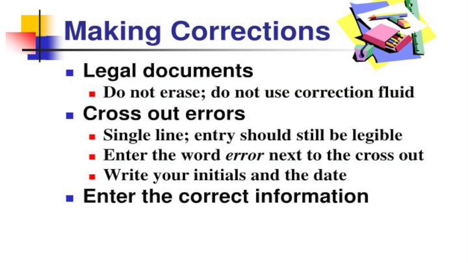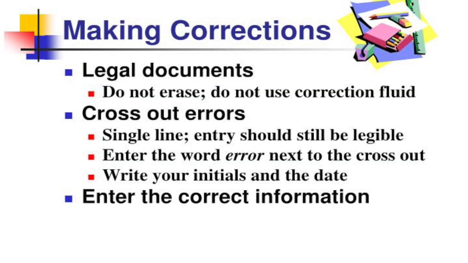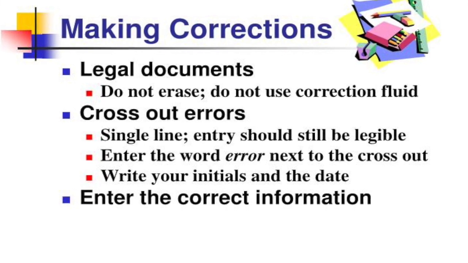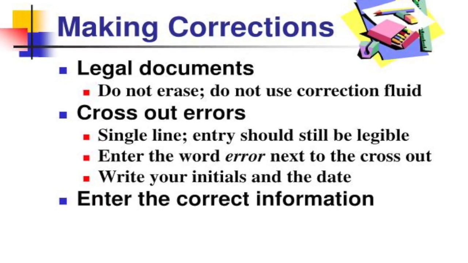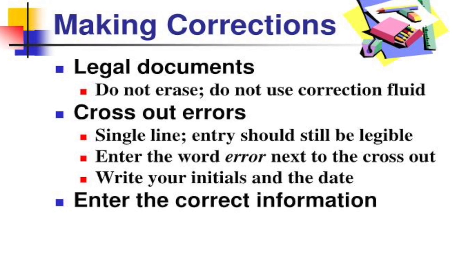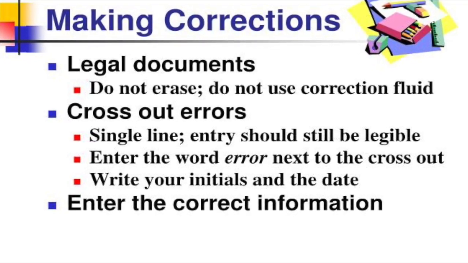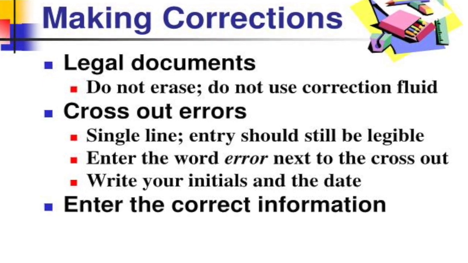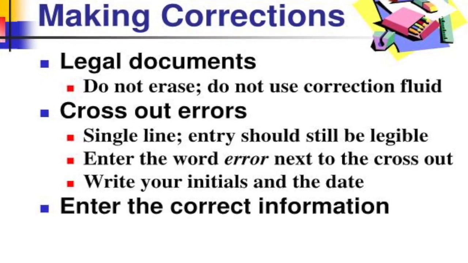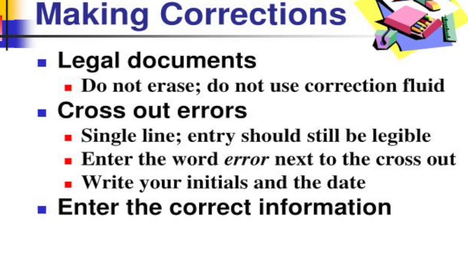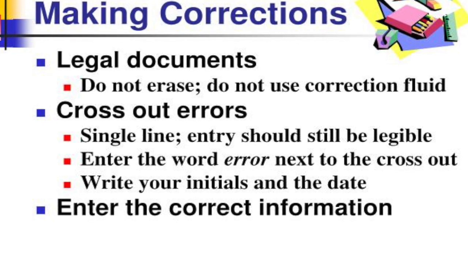When a mistake has been made in a health record, there is a proper method to follow in order to correct the error. When correcting or amending a health record, an author should never erase or use correction fluid. Instead, they should draw a single line through the error, making sure that it is legible, then write the word error next to the crossout, then initial it and date it, and finally enter the correct information.